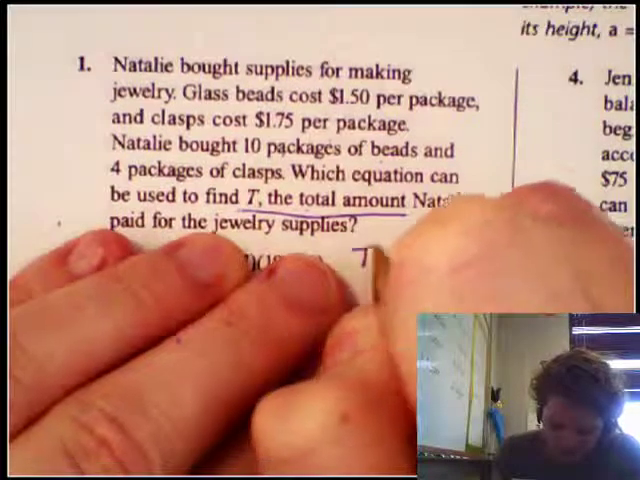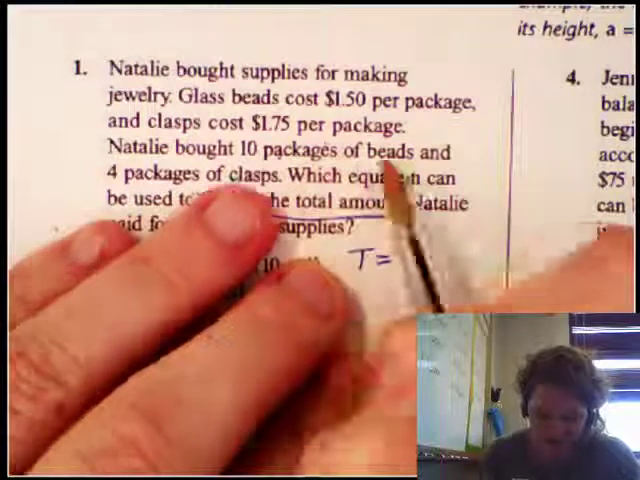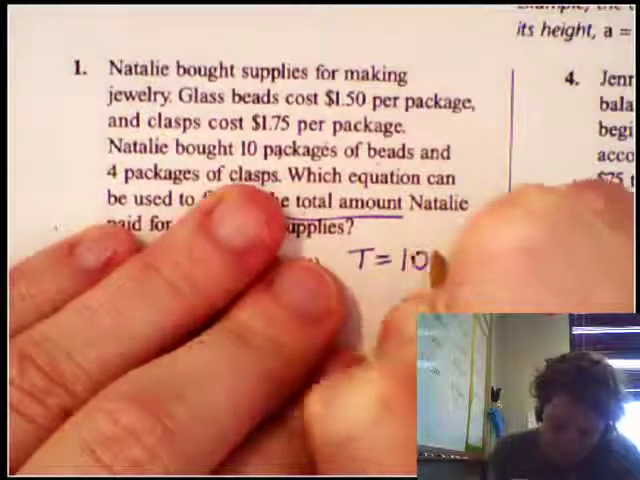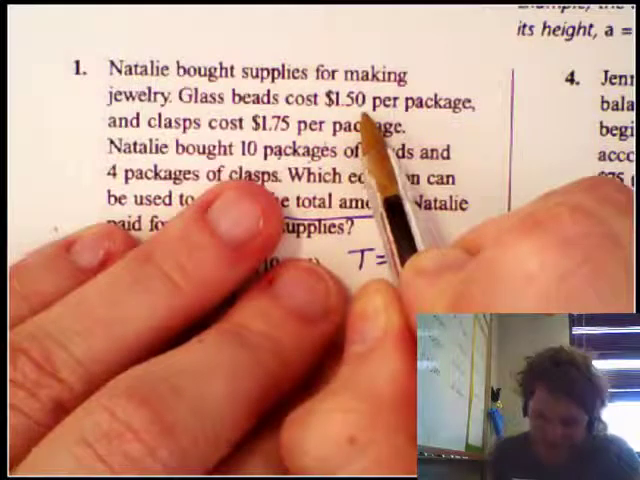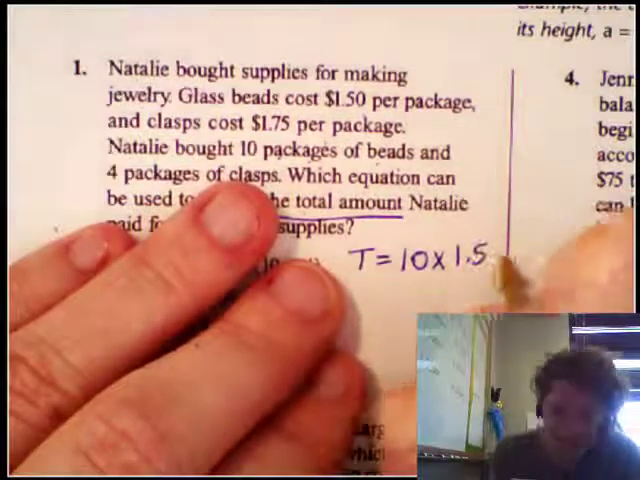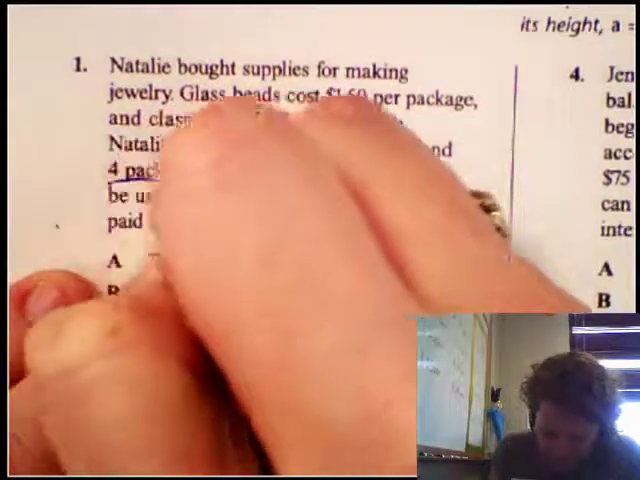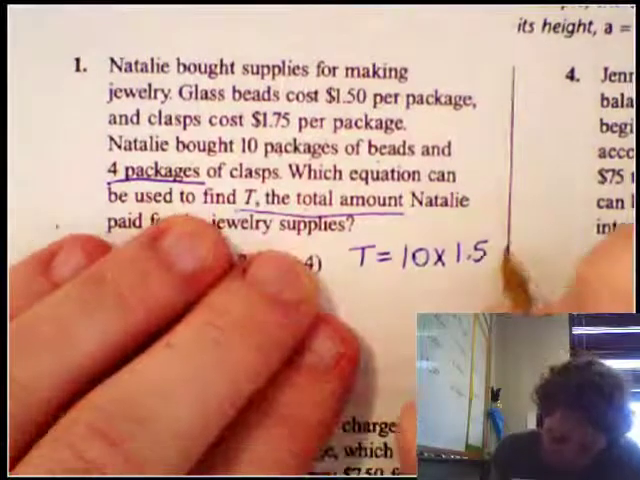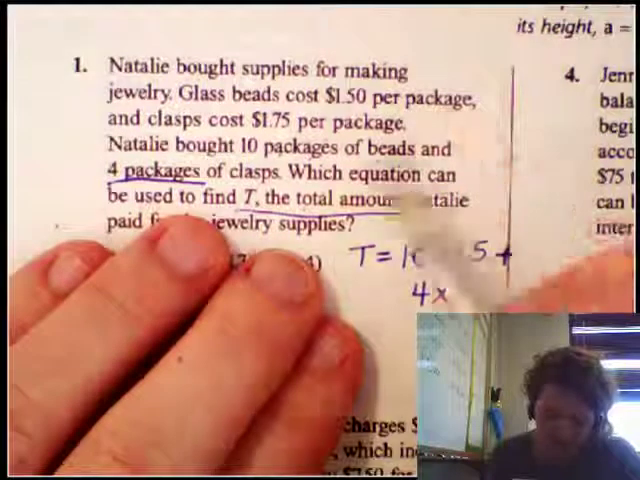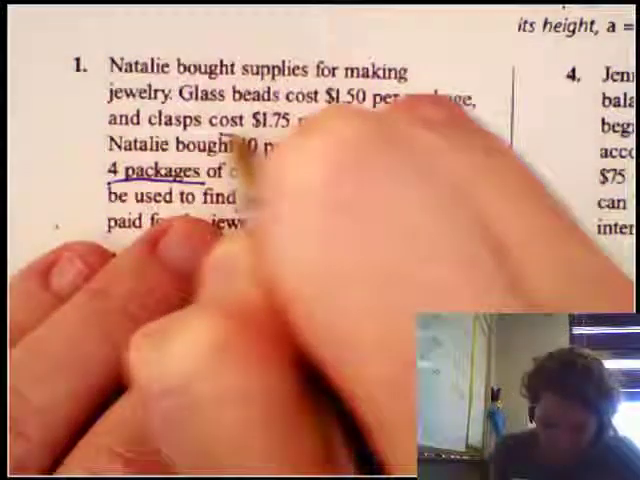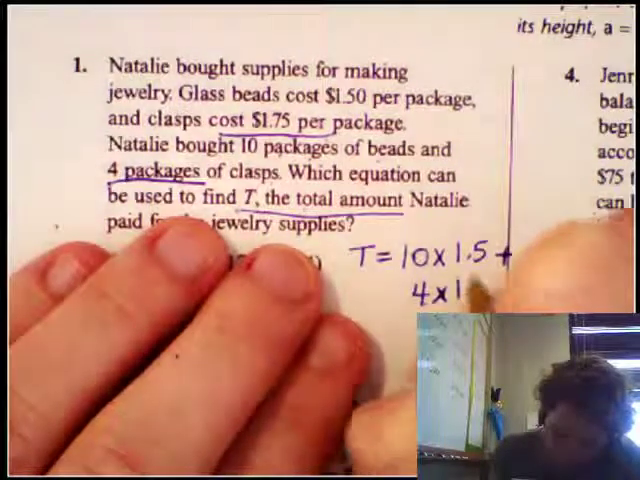Again, ignore the answers. If we wanted to find out how much she spent total, we'd say, okay, well, what did she buy? She bought 10 packages of beads, all right, 10 of them, times, well, how much did each package of beads cost? $1.50. So 10 times 1.5, okay? But that's not all she bought. She also bought 4 packages of clasps. So we're going to have to add to that plus 4 packages times, well, 4 times how much did the clasps cost? They cost $1.75 per package. So we're going to have to times that 4 by 1.75.